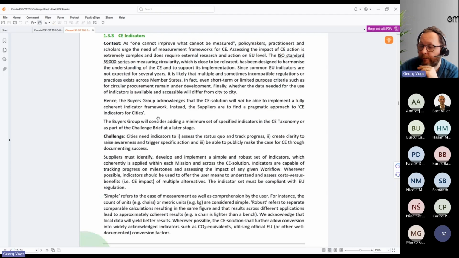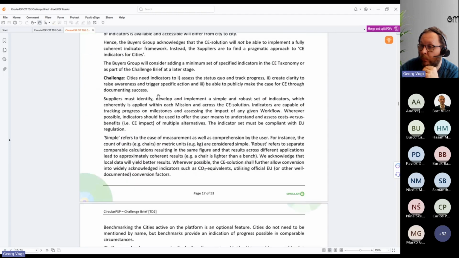Indicators, very difficult topic in general. We have taken a very pragmatic view on it. Circular economy indicators, there has been research on it for 15 years now. It is hard to pick. There is now something coming out finally. So obviously this should be the basis.